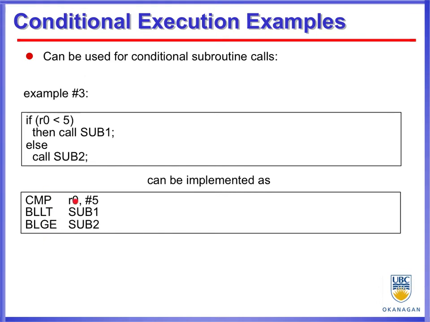So it's basically R0 minus 5. Branch if less than means R0 is less than 5. Yes, it's going to branch to this address and keep going. If not, it's going to do the next one, branch if greater than or equal to, which in this case is the else case. It's going to branch to that address, sub 2, and keep going with the instructions there. Okay?